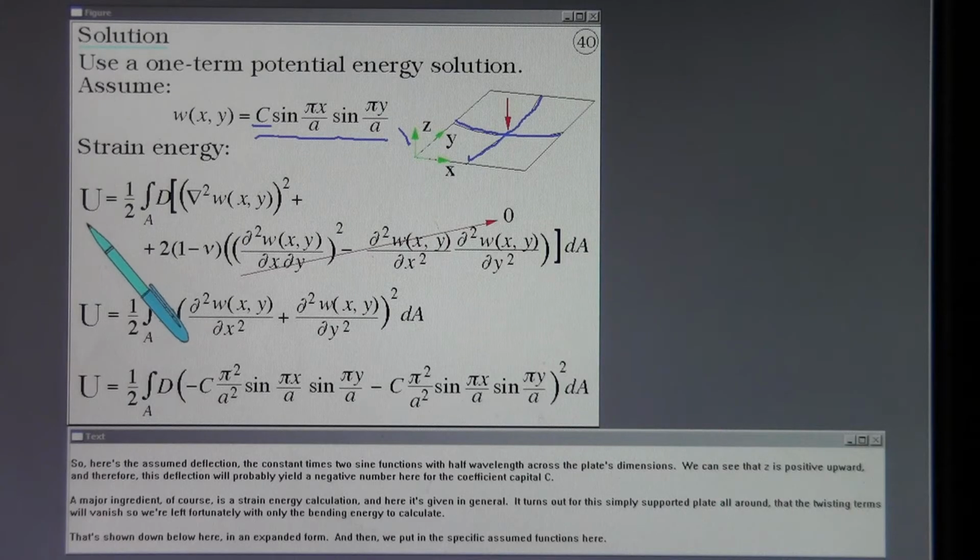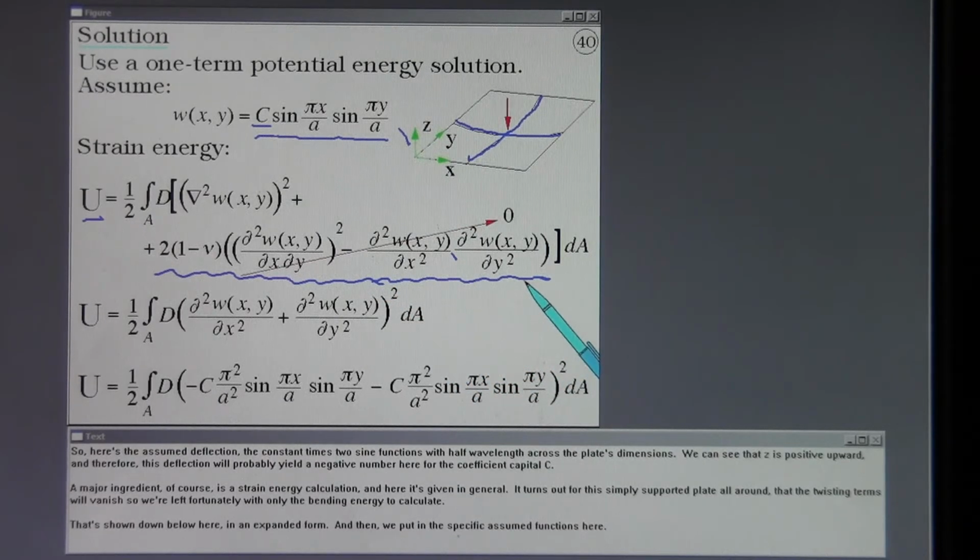A major ingredient, of course, is the strain energy calculation, and here it's given in general. It turns out for this simply supported plate all around that the twisting terms will vanish, so we're left, fortunately, with only the bending energy to calculate. That's shown down below here in an expanded form, and then we put in the specific assumed functions here.